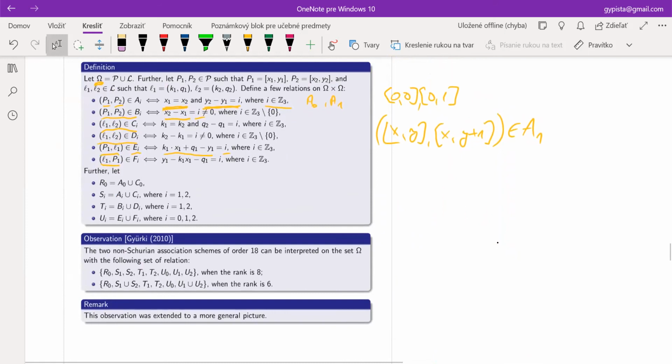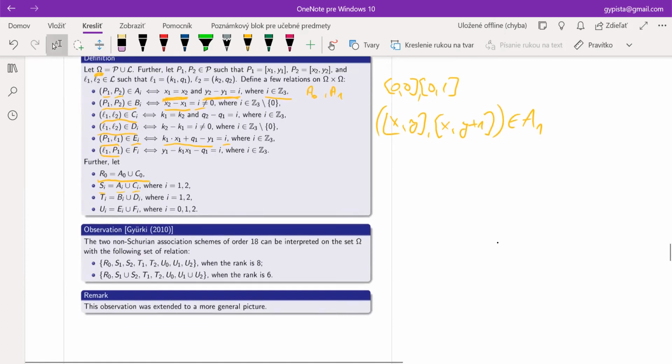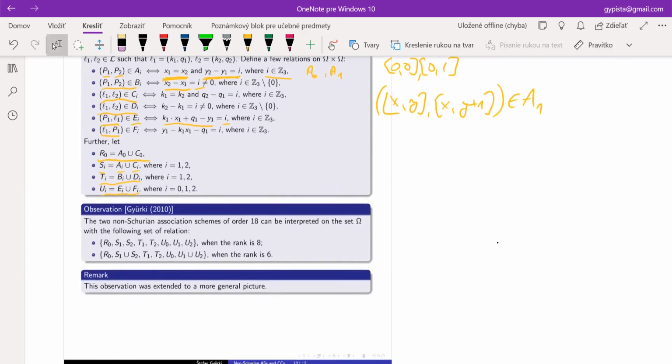And further, according to this relation, you can define the full diagonal relation. After that, you can put together into a relation the points and lines which have different first coordinates, and so on. So you can, in a sense, glue together those relations which were originally defined for points and lines, but they are in a natural correspondence.